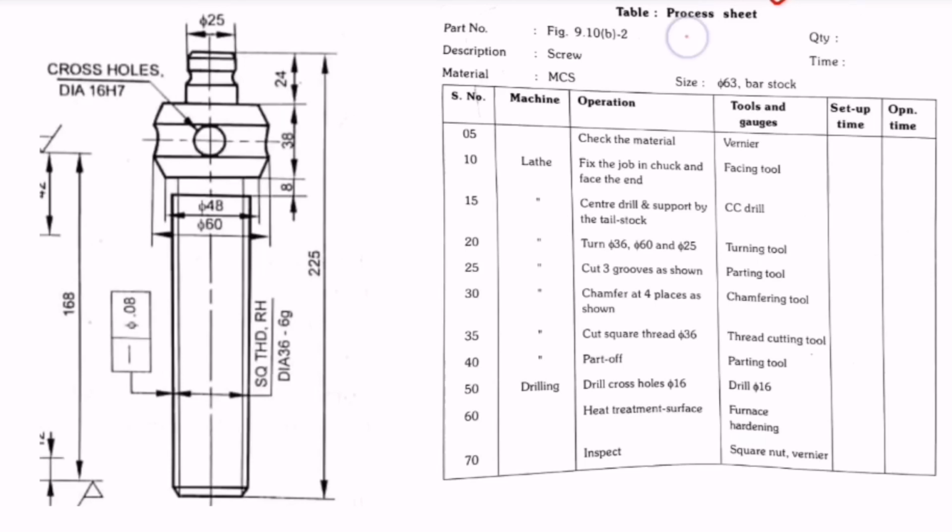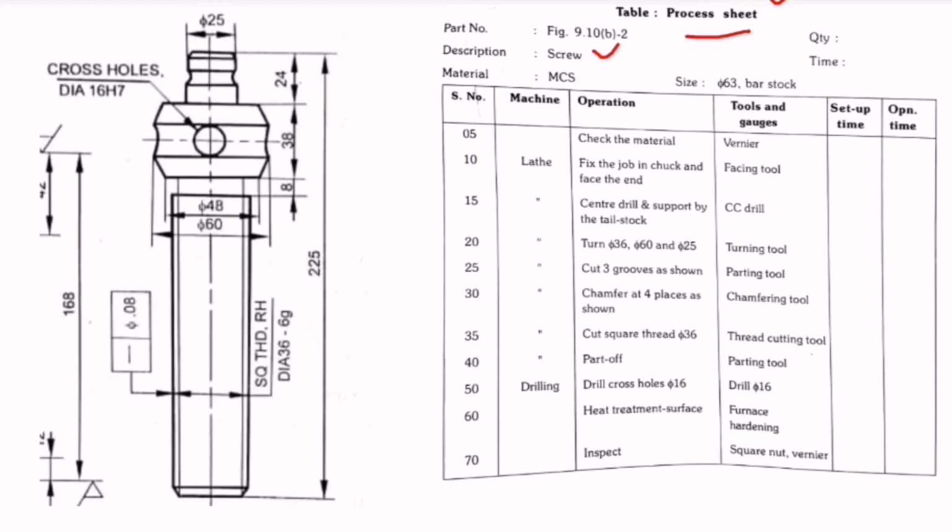Process sheet. The next important thing is the process sheet. This is very important. A process sheet is nothing but preparing the step-by-step procedure and operations required to produce the object. Here we are producing a screw, which is one of the parts of a screw jack.